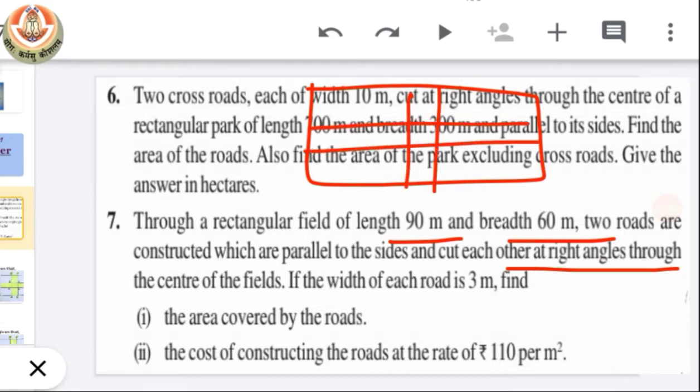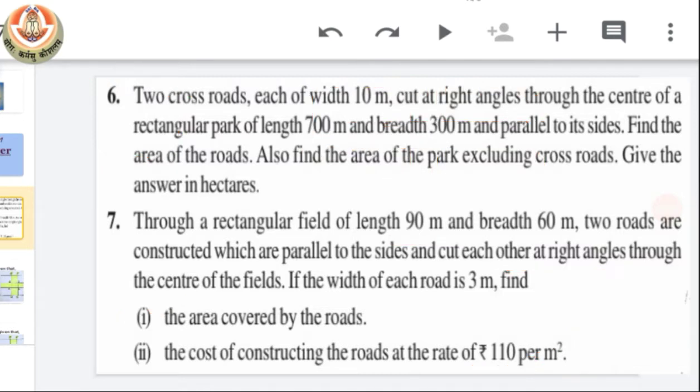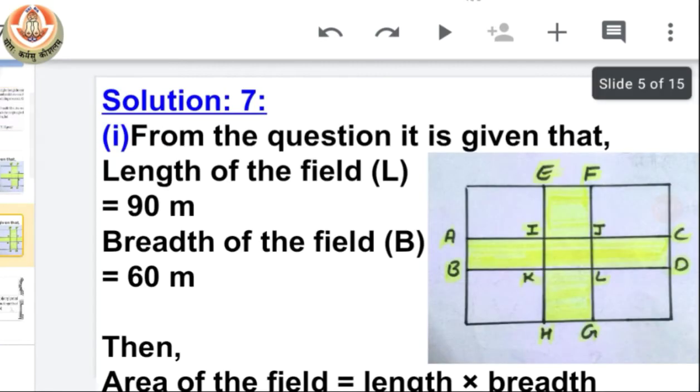Now we have the same figure for this question, and the width of the road is given as 3 meter. First we have to find the area covered by roads, so we will use the same method we used in question number 6. Then after that we have to find the cost of construction of the road if the rate is rupees 110 per meter square. So first we have to find the area of the road.